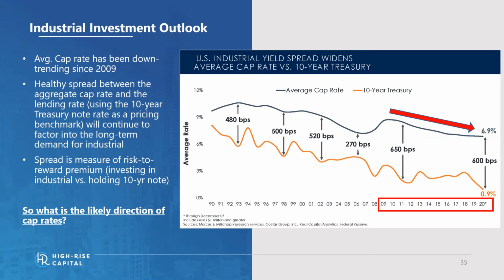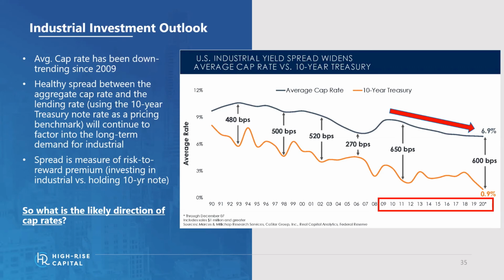And so when you're looking at the risk premium as opposed to just holding a government note, you can see what that risk premium is right now. And so it's a healthy spread. And so by taking risk by investing in industrial, you're being rewarded with that. And that's essentially what's being shown here.